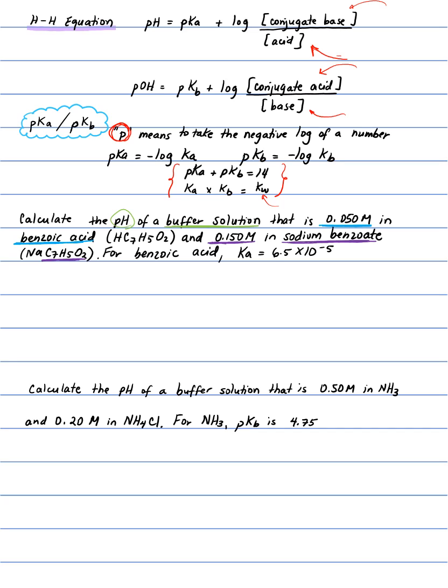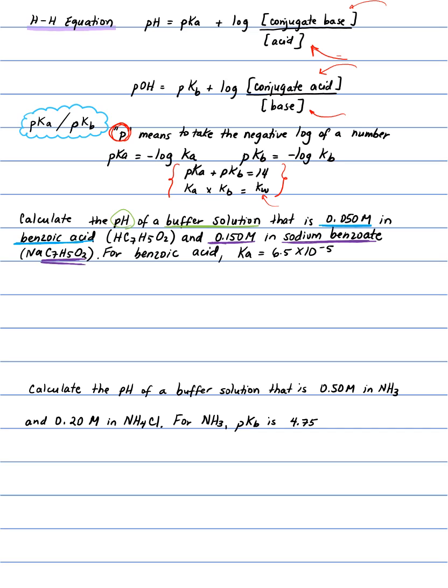There are several things to do that. It's telling you benzoic acid. So that should tell you that that's the acid in your solution. So you have 0.05, that's the concentration of the acid. And then you have 0.150, which is the concentration of sodium benzoate. Benzoate is the negative ion that you have. And that's the conjugate base, that right there.